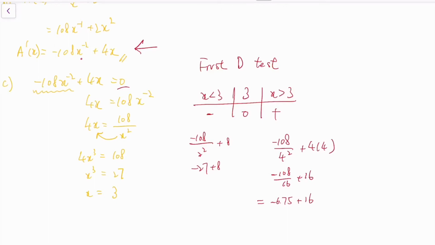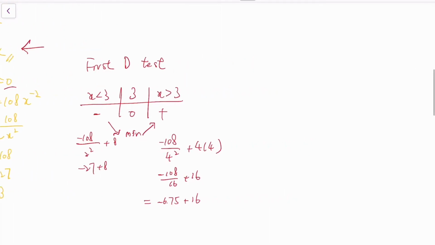But anyway, it should be positive. So it's negative and then positive. That means this is a minimum. Okay, which is what it's supposed to be. Again, this question did not ask you to do this. I'm just doing it to show you, just in case. And obviously, we could also do the second derivative test.